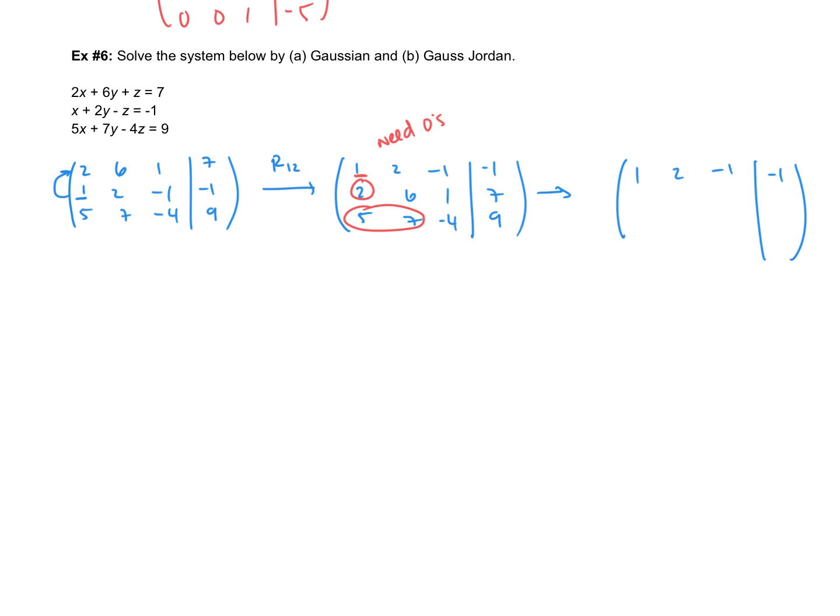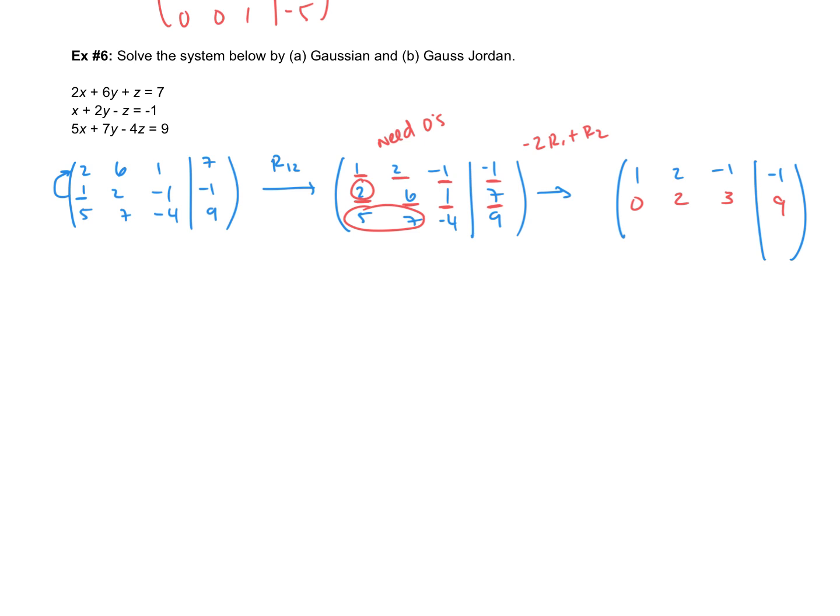Okay, in order to get this 2 to be a 0, I can multiply that first row by negative 2 and add it to the second row. If I do that, I would get a 0 here. I'm multiplying this by negative 2 and adding it to 6, so I get 2. I'm multiplying by negative 2 and adding it here, so I get 3. I'm multiplying by negative 2, adding it here, so I get 9.